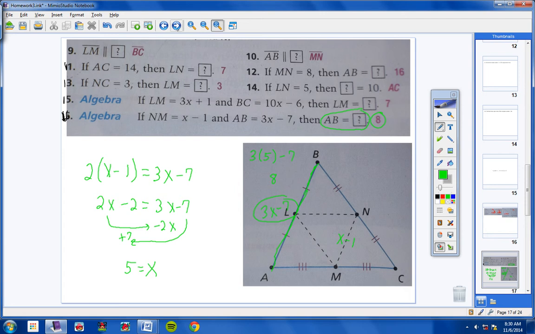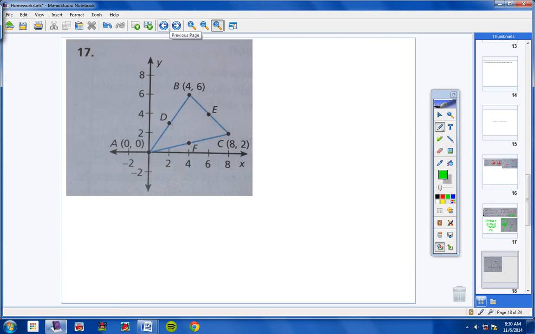All right, moving on to number 17. Okay, they want us to find the coordinates of the endpoints of each mid-segment. Now, here's your mid-segments right here. Here, we're going to do these really quickly, guys, okay? So, guys, this is a midpoint of this line. This is a midpoint of this line. This is a midpoint of this line.